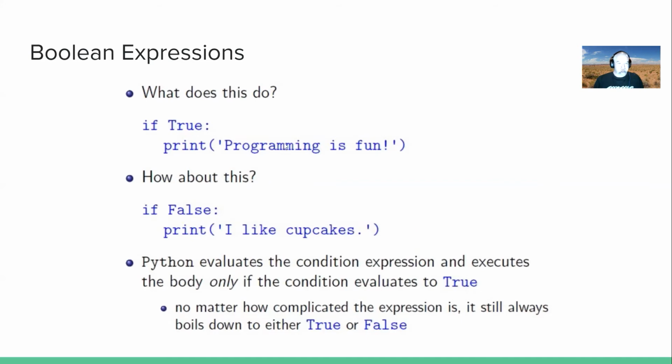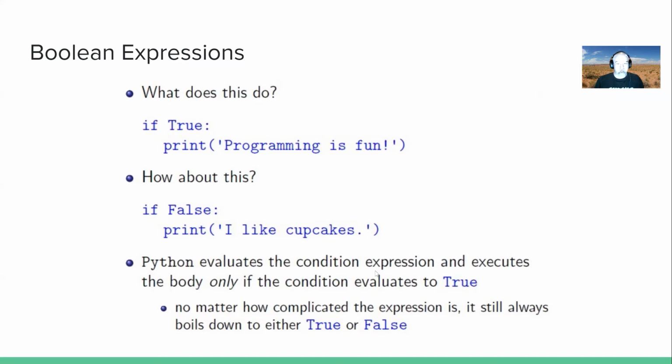So Boolean expressions. What do Boolean expressions do, right? Effectively, a Boolean expression always evaluates to a single true or a single false, right? That's the end result of a Boolean expression, either true or false. There's nothing else it can be, right? No matter how complicated the expression is, it still always boils down to either true or false, right?